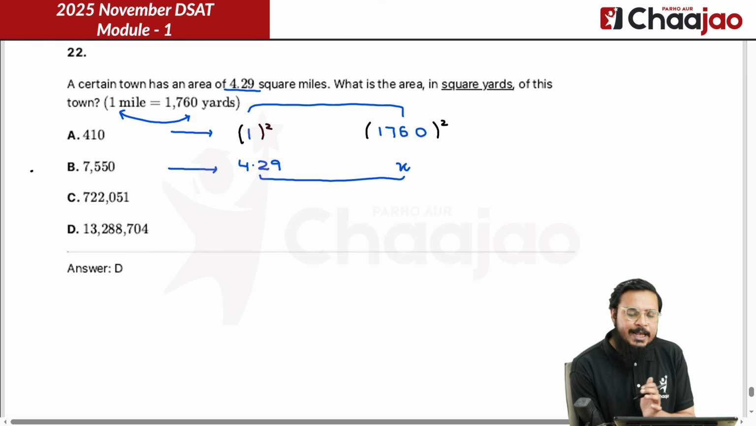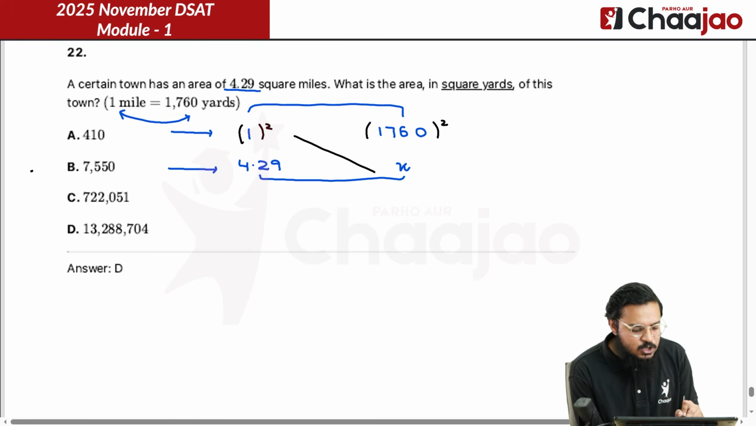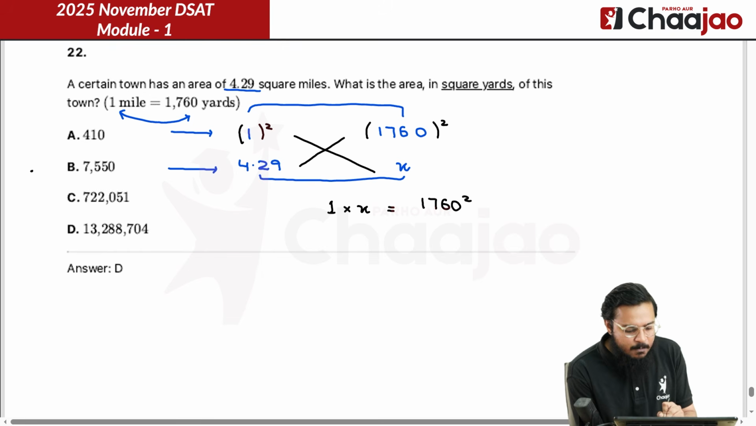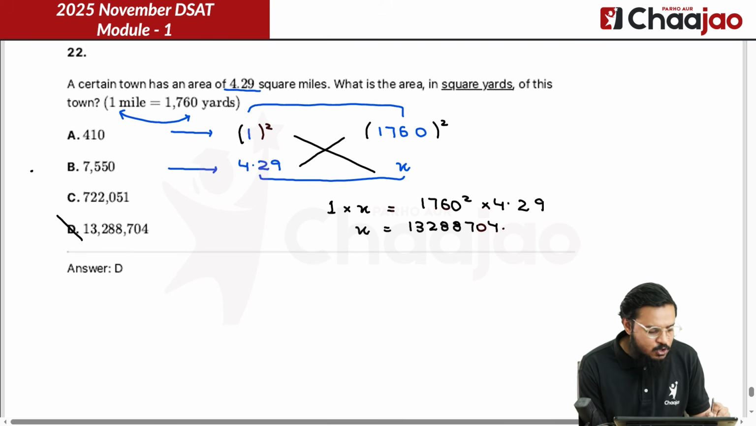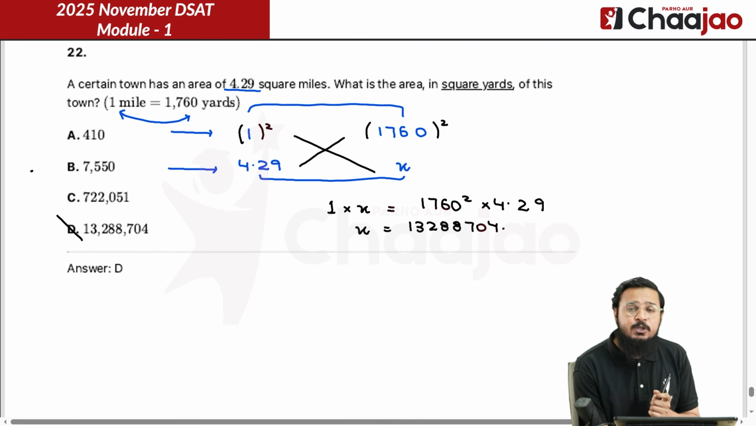So that's the relationship that I've created. Now I'm going to cross multiply. 1 squared times x will always give you 1 times x, and 1760 squared is going to multiply by 4.29. You're just going to do the basic multiplication. x would come out as 13,288,704. That should be the right answer for this question. That is pretty much module number 1 for the latest November DSAT paper.